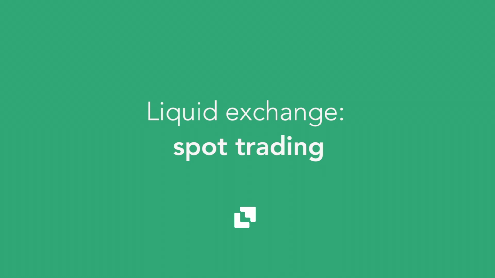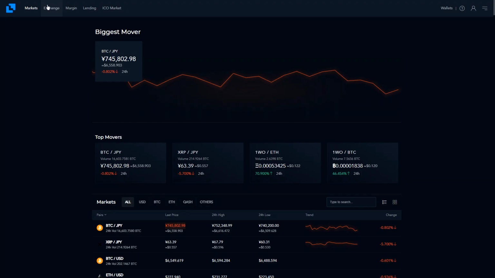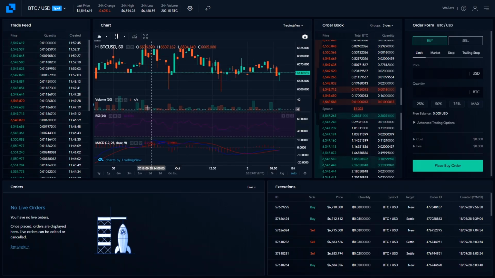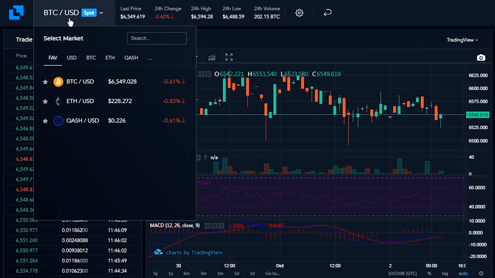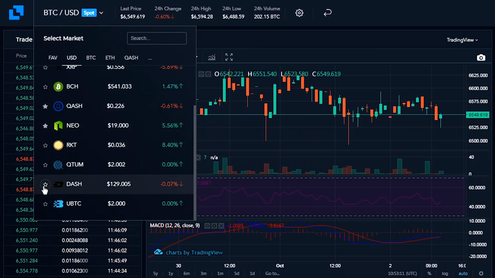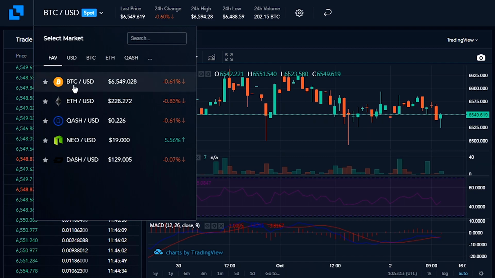Introduction to Liquid Exchange Spot Trading. Click on Exchange at the top. At the top left of the exchange screen, you can select your trading pair. Scroll through the options and star your favorites. Click on your desired trading pair.